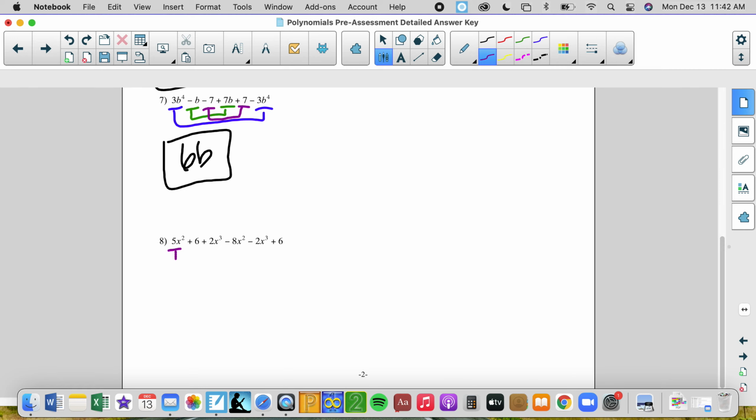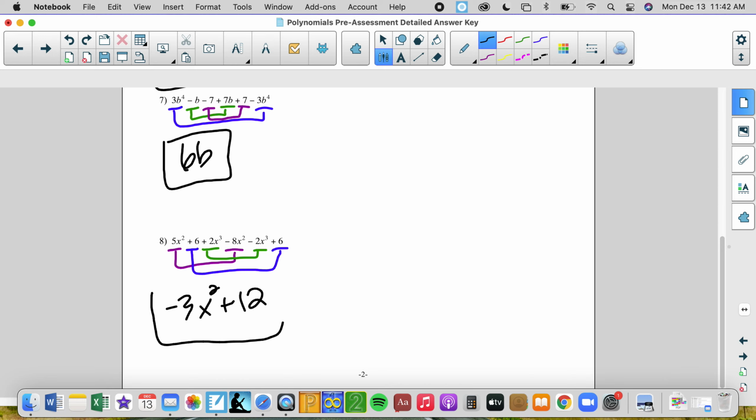5x squared, negative 8x squared, positive 6, positive 6, positive 2x to the third, negative 2x to the third. 5x squared, negative 8 makes negative 3x squared, positive 6 makes 12. Those cancel, and that's my answer.